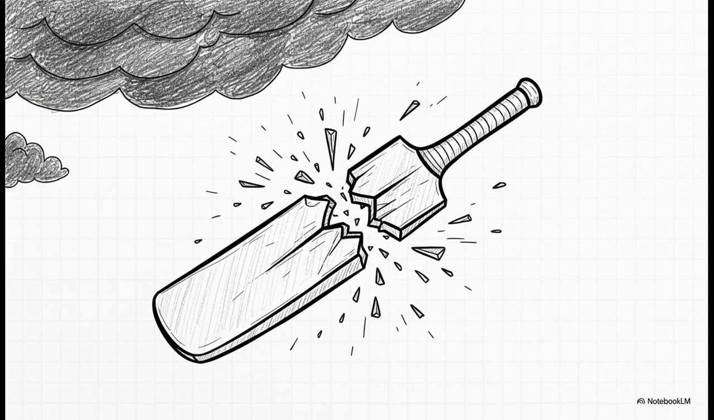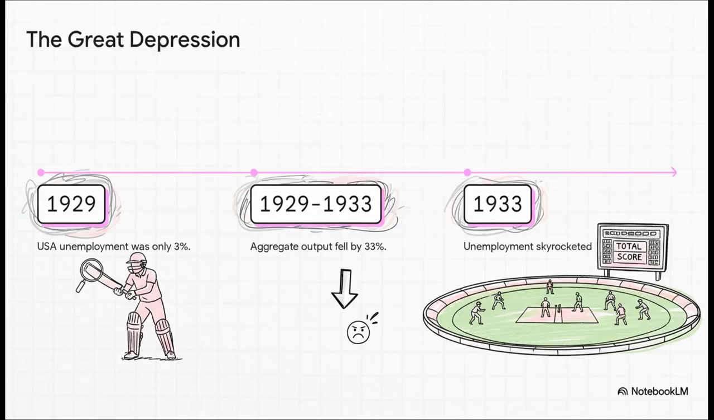The belief that just focusing on individual players was enough, well, it was about to face a huge worldwide test. And it failed, badly. In 1929, the world was hit by something called the Great Depression. Just look at these numbers from the USA. Before the crash, unemployment was only 3%. Pretty good. But by 1933, it had jumped to a crazy 25%. Can you imagine? 1 out of every 4 people who wanted a job just couldn't find one. The whole country's output fell by a third. It was a total disaster, and it proved that the micro-only game plan just wasn't enough.